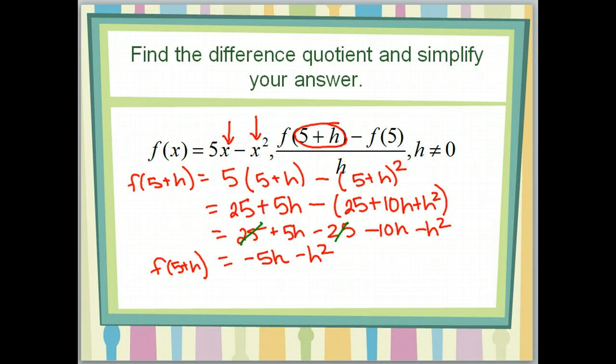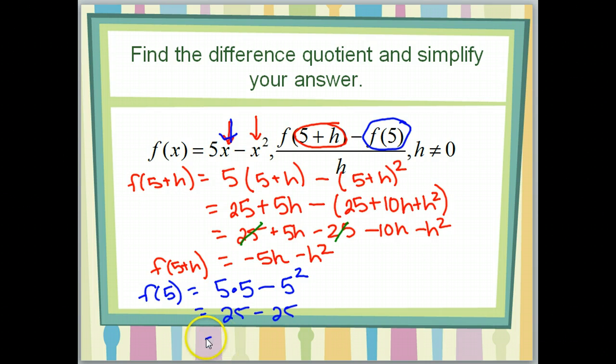Now we're going to do f of 5. F of 5 is this part right here. That will be 5 times 5. Again, I'm putting the number that's in the parentheses in for the x. Minus 5 squared. 25 minus 25 is 0.